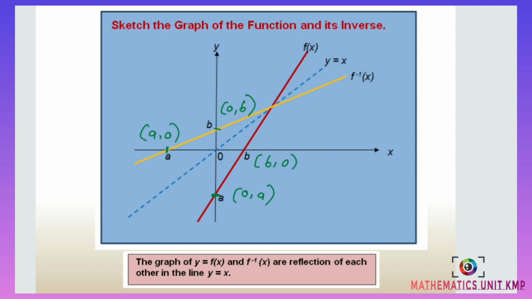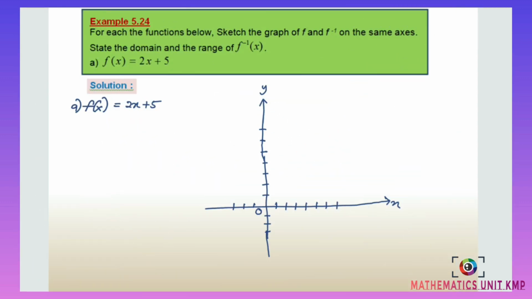For example 5.24, for each of the functions below, sketch the graph of f and f inverse on the same axes. State the domain and range of f inverse. Given f(x) equal to 2x plus 5, that's a linear function. It intercepts the y-axis at 5, and the gradient is 2, m equal to 2.